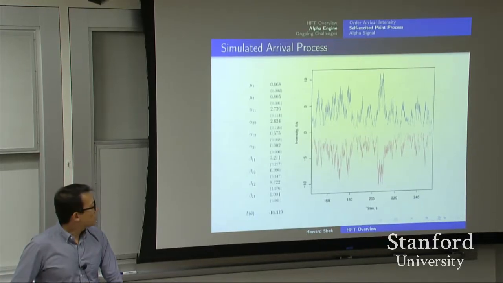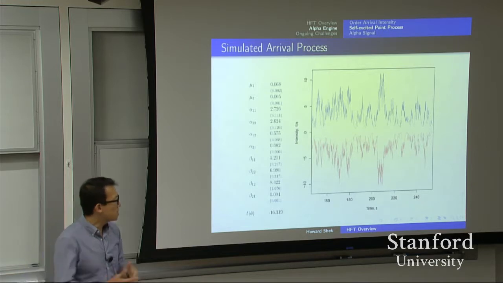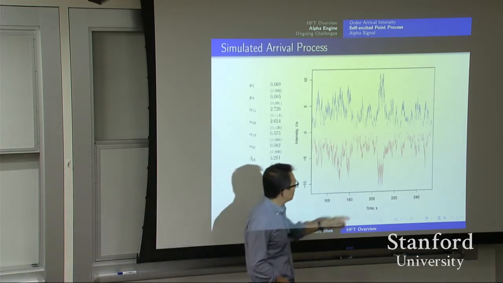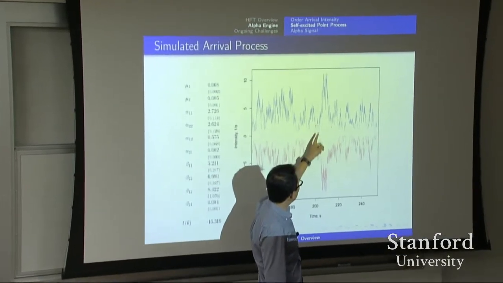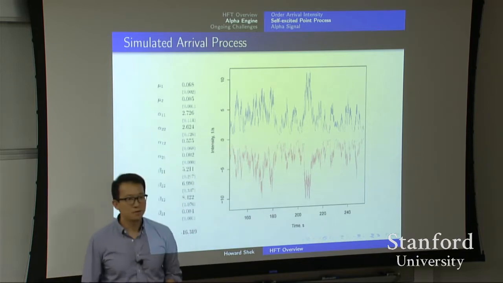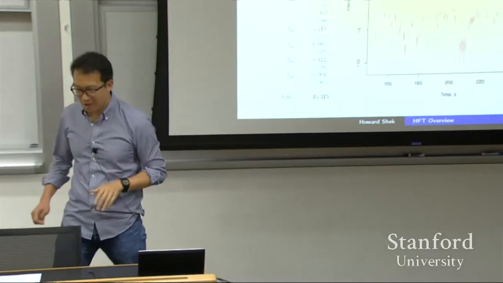So we see that the model is doing a reasonable job. It's able to capture the self-excitation, the clustering effect of the intensities. You see an uptick in intensity on the buy side and the sell side followed by more upticks in the intensity. So we've got clustering taken care of.